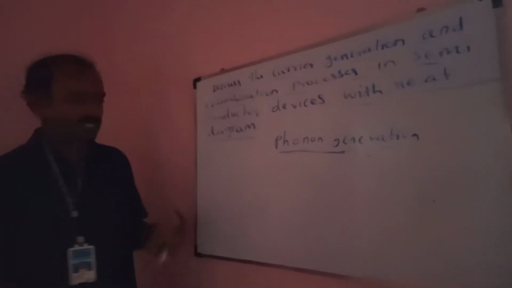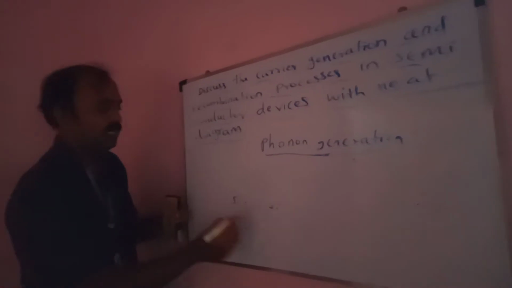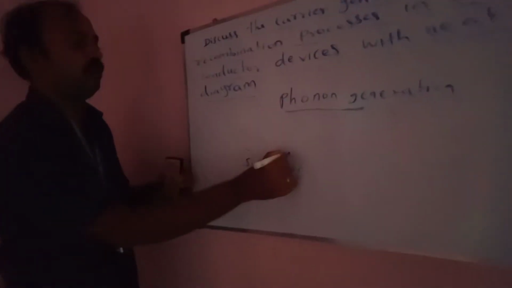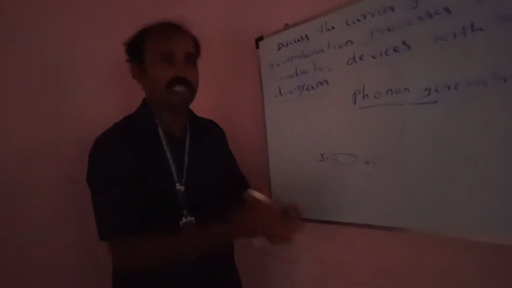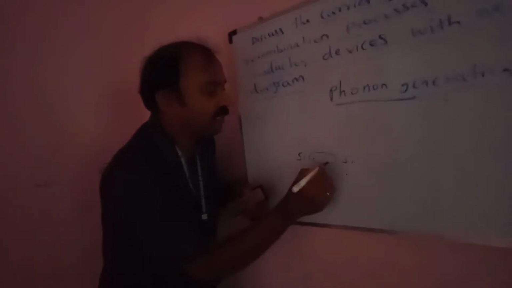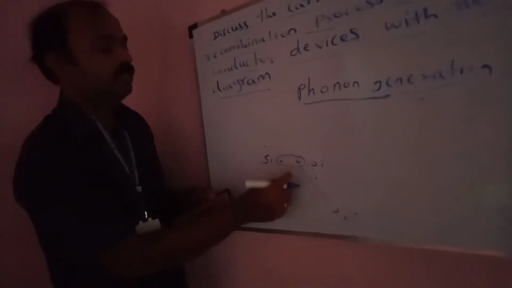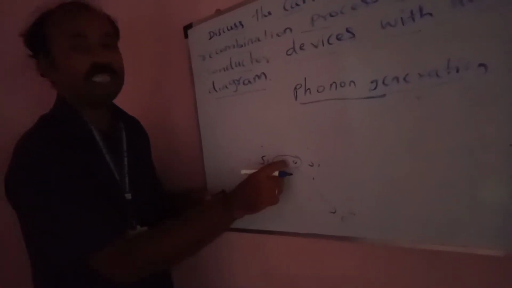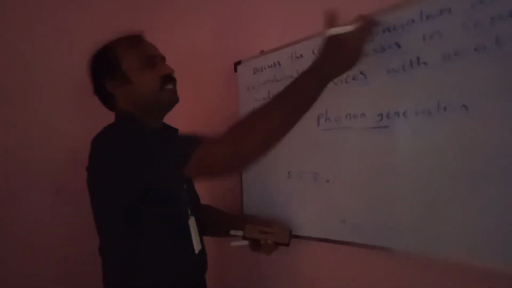In this particular case, we know silicon has four electrons in the outermost orbit. Each electron is shared with a nearby silicon atom to make a covalent bond. This covalent bond is broken by thermal agitation or temperature, so the electron comes out as a free electron and a hole is created. So an electron-hole pair is created, a positive charge and a negative charge. This method of producing charge carriers is named phonon generation.